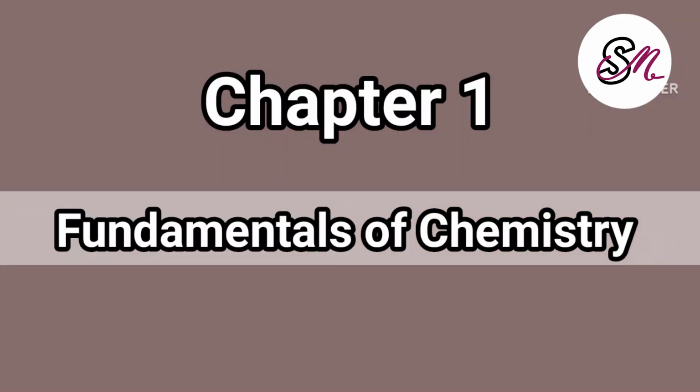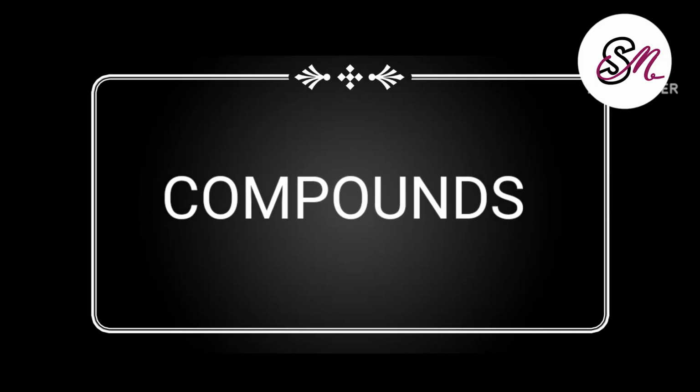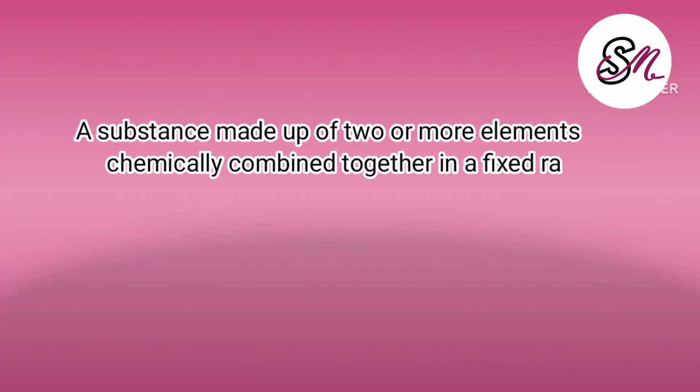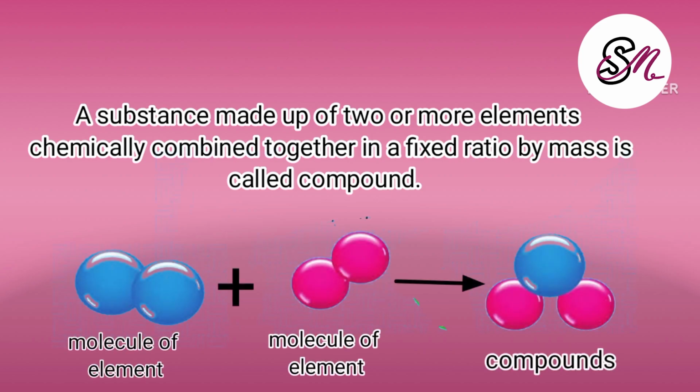Chapter 1, Fundamentals of Chemistry. Compound. A substance made up of two or more elements chemically combined together in a fixed ratio by mass is called compound. Compound is basically made up of elements. Elements are oxygen, carbon, hydrogen, nitrogen. When these all elements chemically combine together, a chemical bond is formed between them. Compound is formed and they have a fixed ratio.